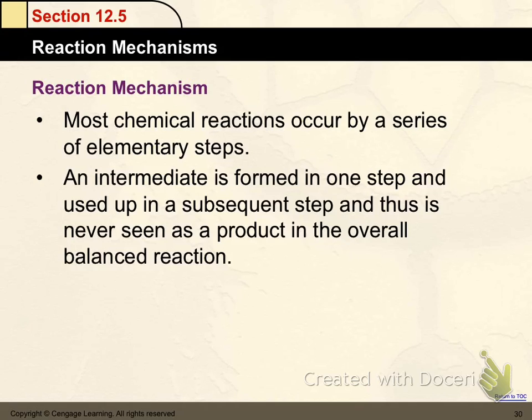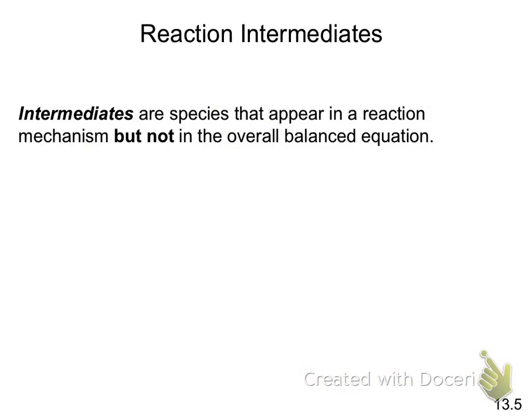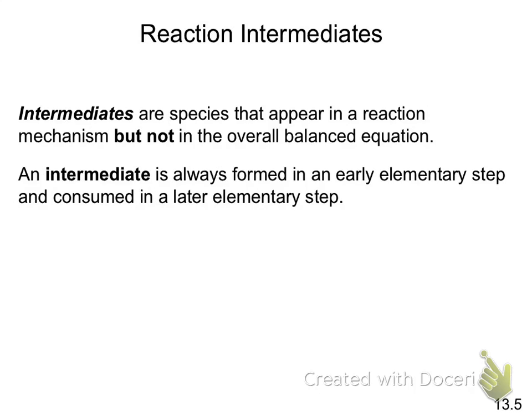So that red and green equation that I wrote, those are called intermediate reactions. And we call a species an intermediate if it's formed in one step and used up in a subsequent step. The fluorine atom was an example in the previous thing that I did, and thus is never seen as a product in the overall balanced reaction. So fluorine was an example of that. Intermediates are species that appear in a reaction mechanism but are not involved in the overall balanced equation. An intermediate is always formed in an early elementary step and consumed later.